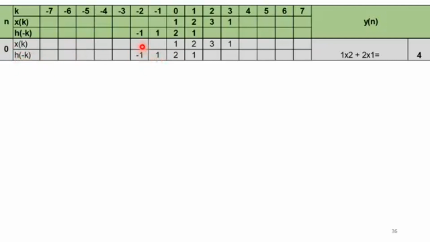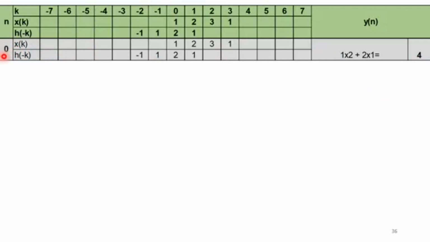The next step is to multiply x of k with h of minus k. So 0 multiplied by -1 plus 0 multiplied by 1 plus 1 multiplied by 2 plus 2 multiplied by 1 plus 3 multiplied by 0 plus 1 multiplied by 0. Essentially, we are multiplying 1 with 2 and 2 with 1, which is represented here as 1 times 2 plus 2 times 1, and the sum is 4. So we get y of 0 as 4. Okay, now let's look at the next step.